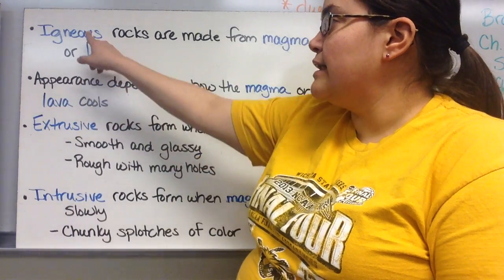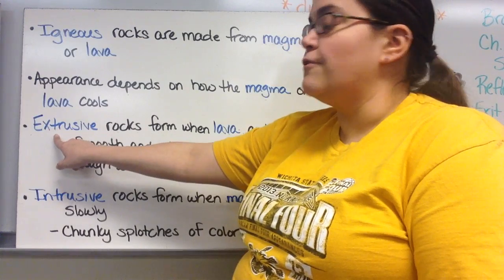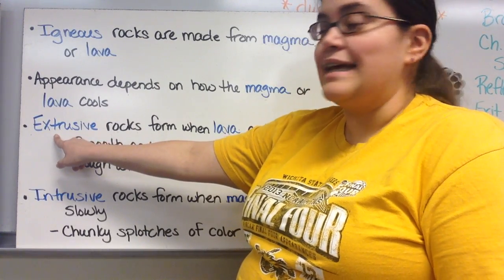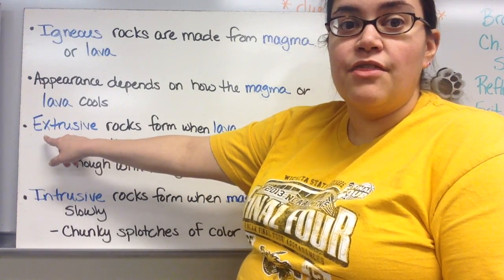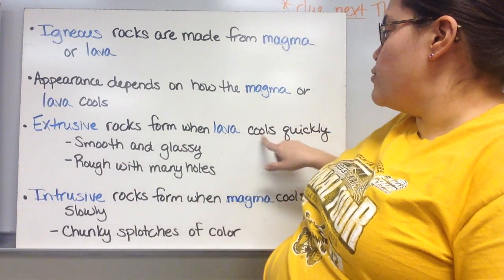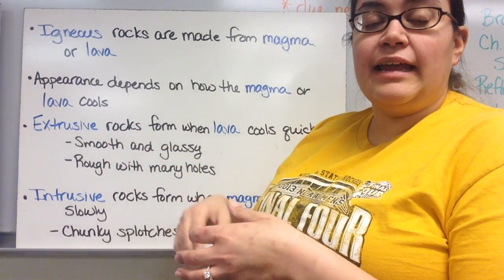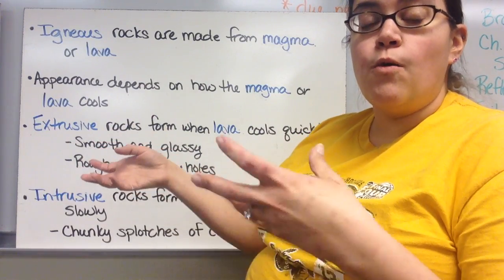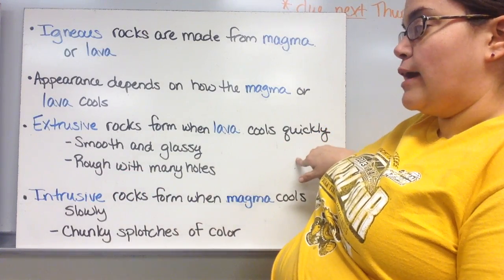So the appearance of igneous rocks depends on how the magma or lava cools. So the first type of igneous rock is extrusive. So it's extrusive because it exits the volcano. And so extrusive rocks form when lava cools very quickly. So it comes out to the surface of the earth and it either hits cool air, or if it's an underwater volcano, it hits cool water. So it cools off very quickly.